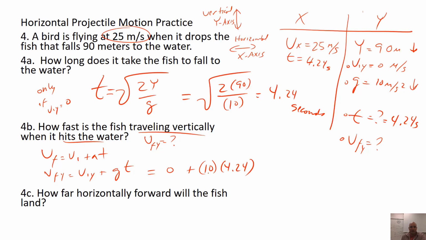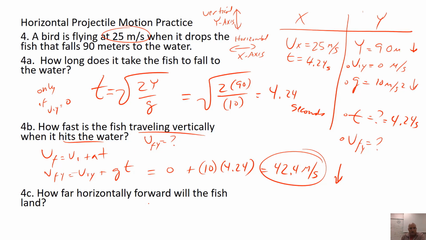So if you accelerate at 10 meters per second every second, you're going to accelerate up to a velocity of 42.4 meters per second. And it would be going down. Once again, we were using positive values going into this. So when it hit the ground, it would be going 42 meters per second.